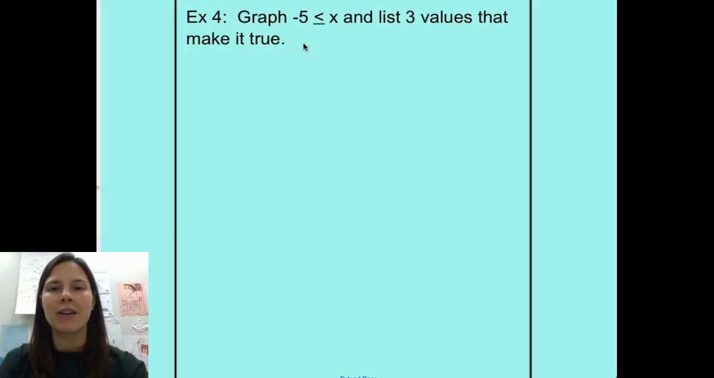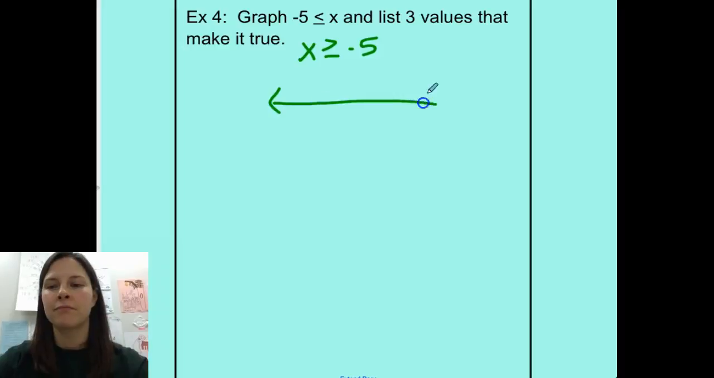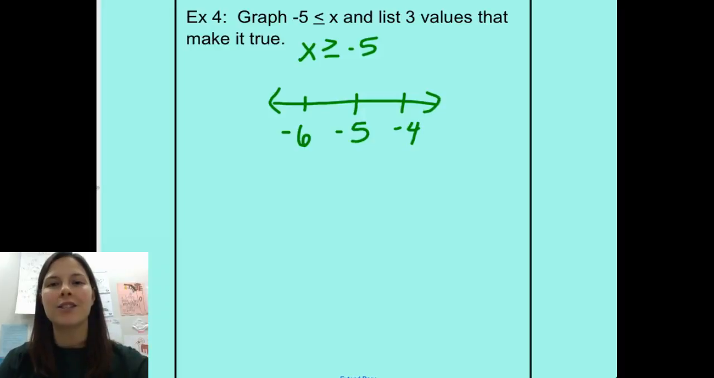Typically, we're used to reading left to right. This is -5 is less than or equal to x. And when you see that less than symbol, you think you should shade to the left. But if -5 is less than or equal to x, x is actually greater than or equal to -5. So if you flip the entire inequality around, it will be much easier to graph. The negatives also are a little bit trickier to graph because they work in backwards order. So -6 is less than -5. So the -6 needs to go to the left of -5 on your number line.